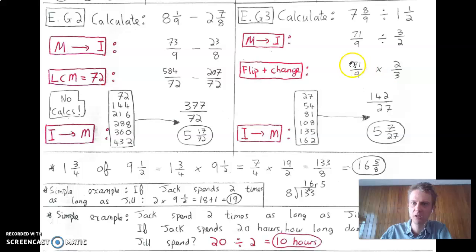Okay. Then 71 times 2, 142, and 9 times 3 is 27. 142 divided by 27. There's no easy technique. You've got to write down your multiples there to give you 5 and 7 27s. 142 divided by 27 goes 1, 2, 3, 4, 5 times, which is 135. 142 minus 135 is 7. 5 and 7 over 27.